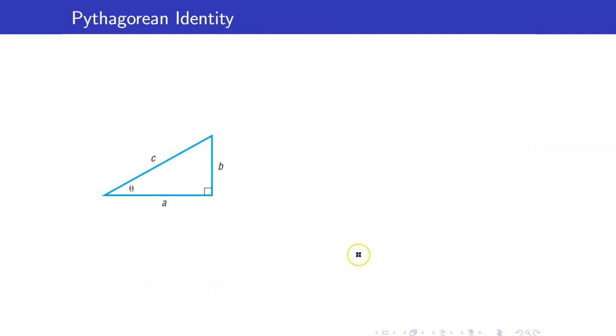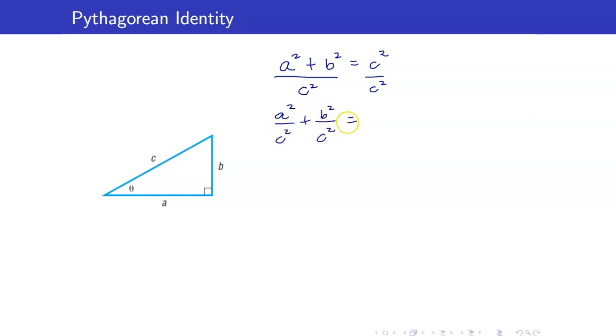Here is another set of identities, the Pythagorean identity. Again, from the Pythagorean theorem, we know that a squared plus b squared is equal to c squared. If I divide both sides by c squared, I get that a squared over c squared plus b squared over c squared is equal to 1, or I can also write that as the square of a over c plus the square of b over c squared.